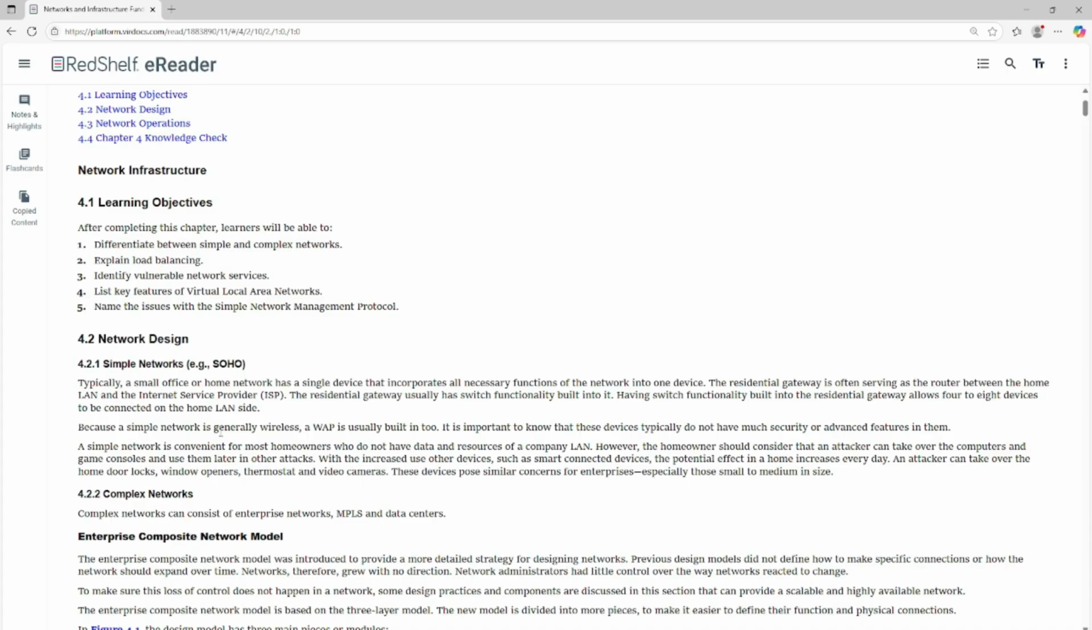Also, due to increased use of smart devices in our homes, like smart fridges, smart doors or locks, and smart lights, it has made homeowners very vulnerable to being attacked by persistent attackers. On the other hand, complex networks consist of enterprise networks, MPLS, and data centers.